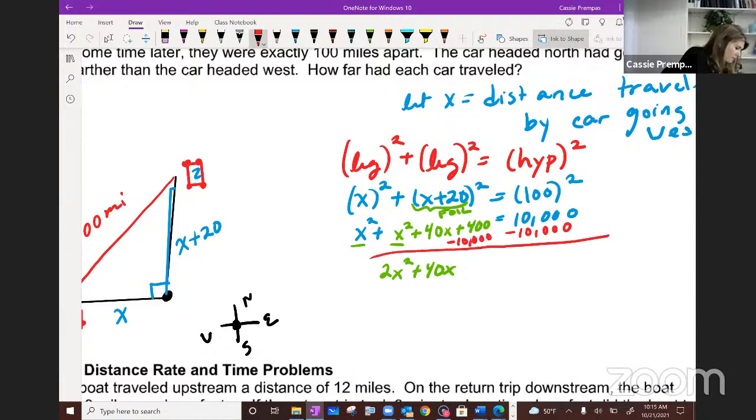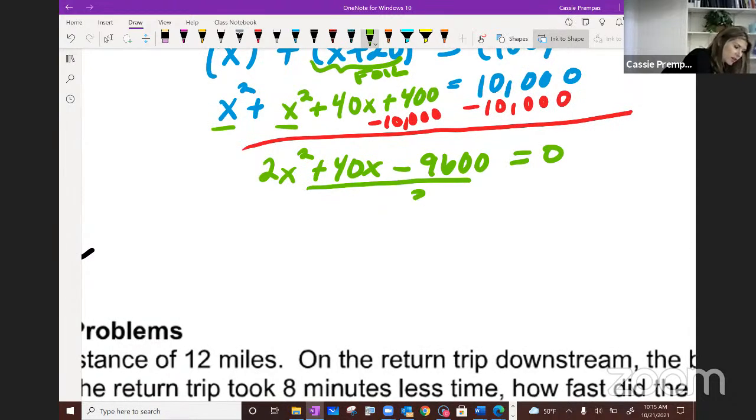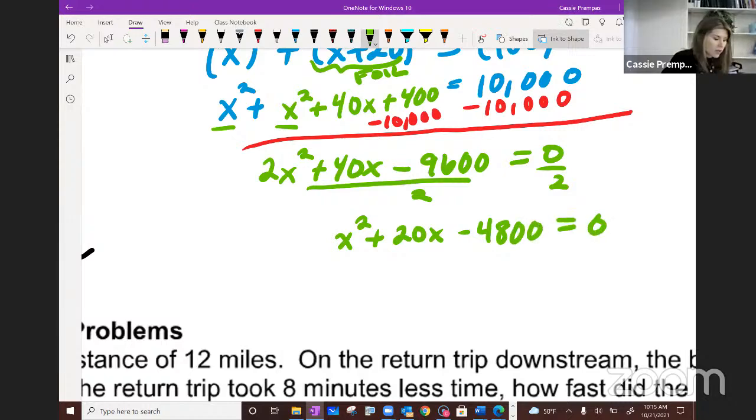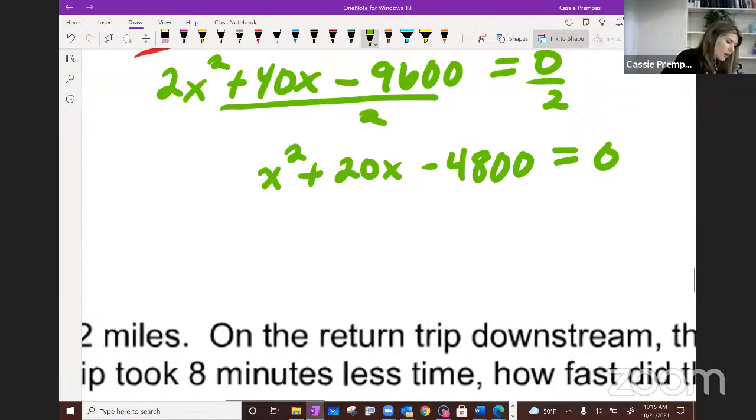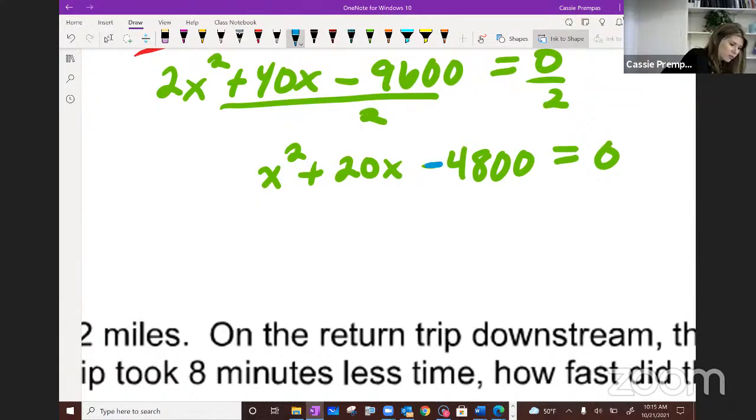And that would give me 2x squared plus 40x minus 9,600 is equal to 0. I see that everything's divisible by 2, so I'm going to divide by 2, and that gives me x squared plus 20x minus 4,800 is equal to 0. And then if I'm looking at what pieces could work here, the last term is negative, so that tells me I'm going to have different signs.